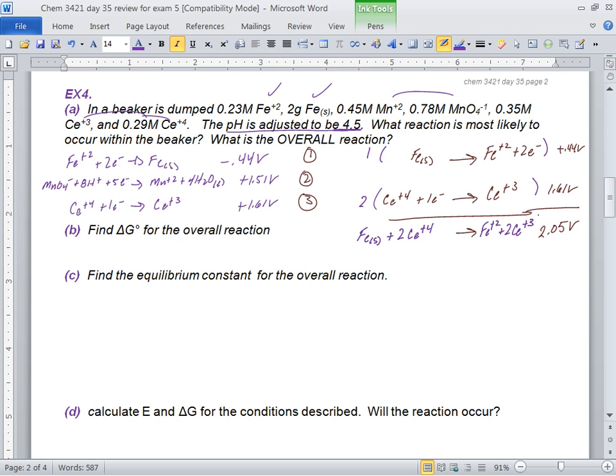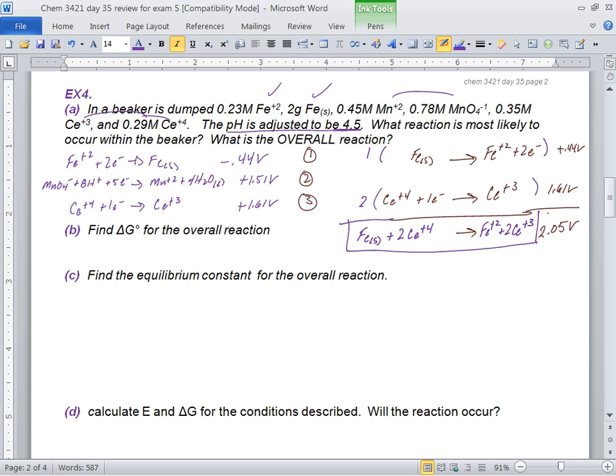Okay, so there's our answer for A. And, oh, Kelly, what expression do you use to find B? Oh, you could use that, that's exactly right. If we had a table of delta G's for everything, we could add up the delta G's for the products minus the delta G for all the reactants. But I'm not going to give that to you. And you can't use your cell phone. So you can't do it that way.